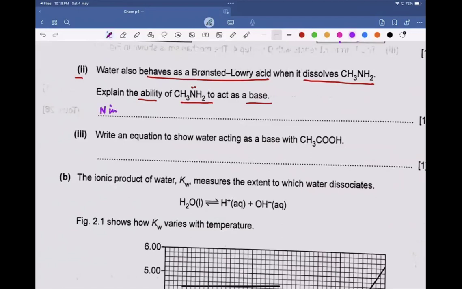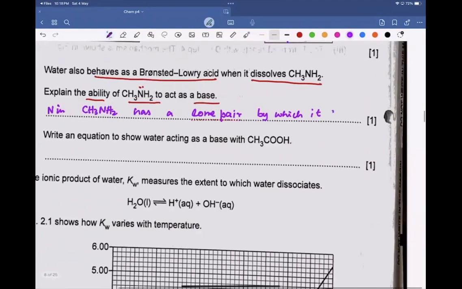So I will write that nitrogen in methylamine has a lone pair by which it accepts hydrogen ion. Is this understandable to all of you?